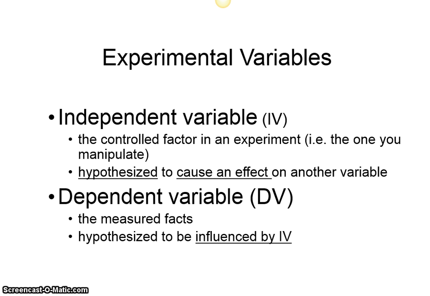When we conduct an experiment, we need to understand the two types of variables. We have an independent variable, and this is the variable that you manipulate or change. This is also the variable that you hypothesize to cause an effect or a change on another variable. This other variable is called the dependent variable. And the dependent variable, again, is hypothesized to be influenced by the independent variable.